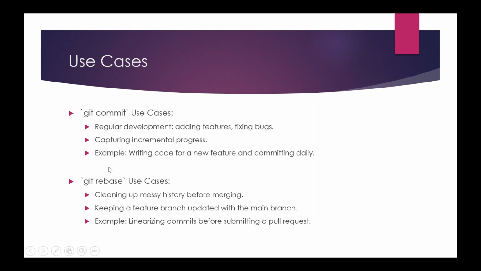But in case of git rebase, this generally we use to clean up the messy history before merging. Suppose you have 1000 or even more commits, you can clean that up before merging to the master branch, keeping a feature branch updated with the main branch. If you are just using git commit and not rebase, you won't be able to update the feature branch with the main branch because you don't know which commit has been merged to the main branch.